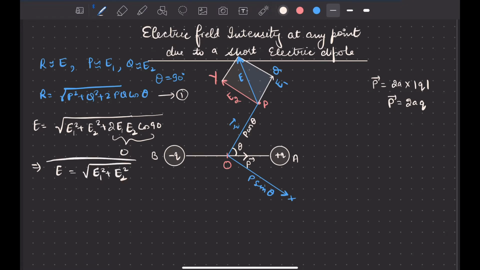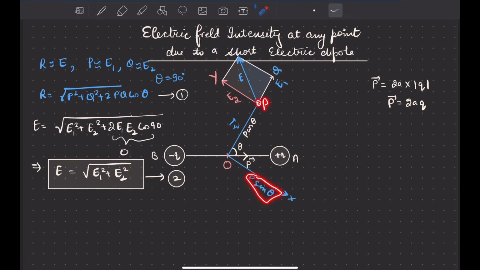So I will mark it as equation number 2 because this equation is going to help us to solve the article further. Now as we have discussed, E1 is the electric field intensity at point P because of the component P cos theta, and point P is lying on the axial line of the component P cos theta, and E2 is the electric field intensity because of the component P sin theta, and the point of observation is lying on the equatorial line of the component P sin theta, and hence we can write the equations for E1 and E2.